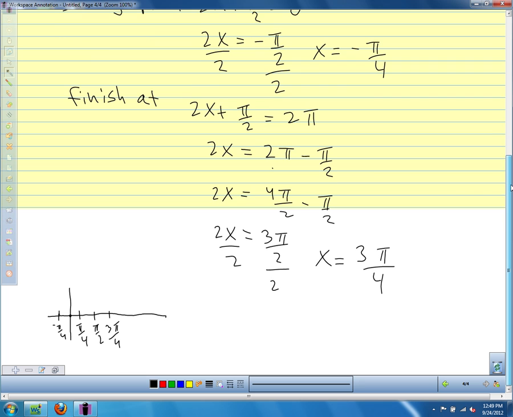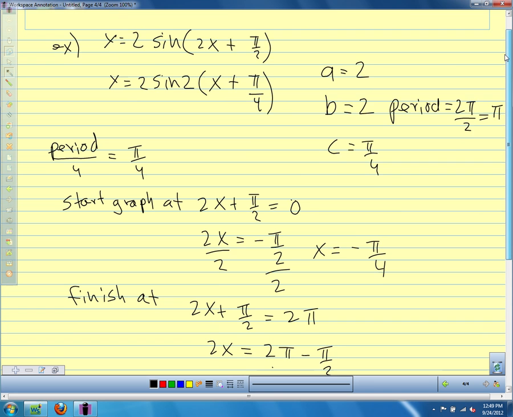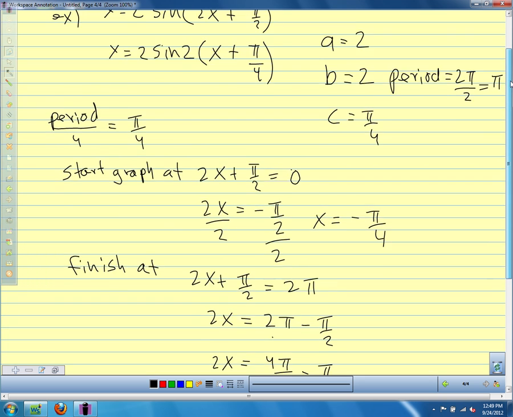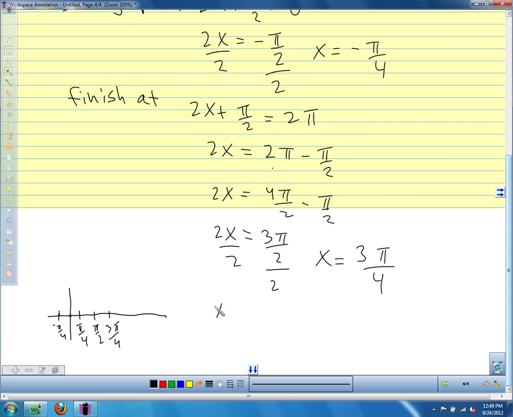So I'm going to start by plugging in minus pi over 4 into my function. So I'm going to plug in x, so minus pi over 4. Let me write those out because it gets kind of complicated. So y equals, my function is 2 sine of 2x plus pi over 2. And I'm plugging each of these points in here. So my first point is y equals 2 sine of 2 times negative pi over 4 plus pi over 2.